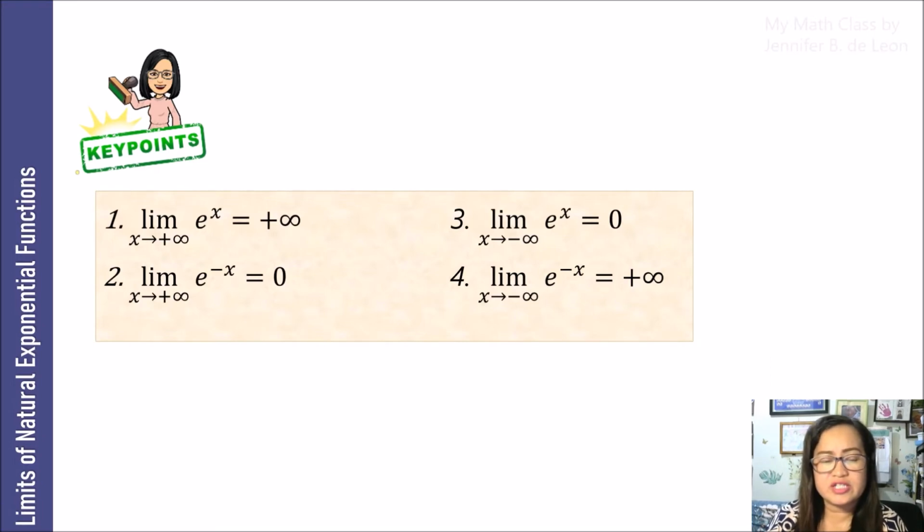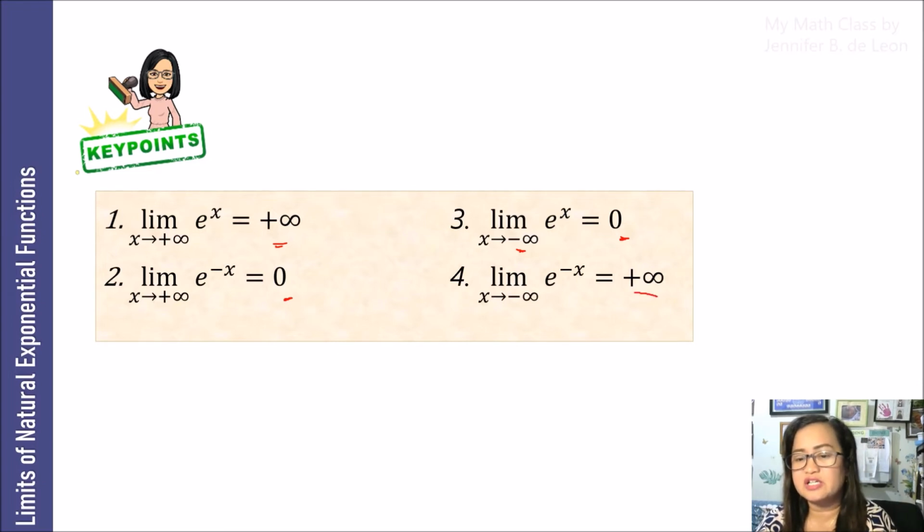So here are the key points for the limit of natural exponential functions. If we have the limit of e raised to x as x approaches positive infinity, it's equal to positive infinity. Whereas if we have the limit of e raised to x as x approaches negative infinity, we have 0. Then if we have the limit of e raised to negative x as x approaches positive infinity, it's equal to 0. On the other hand, if we have the limit of e raised to negative x as x approaches negative infinity, it's equal to positive infinity.